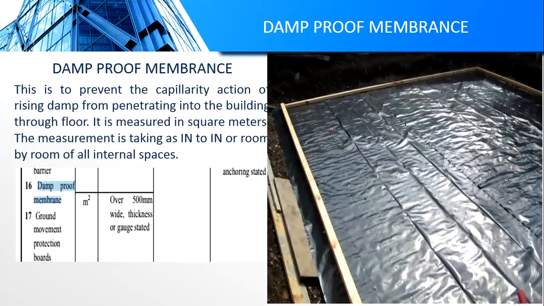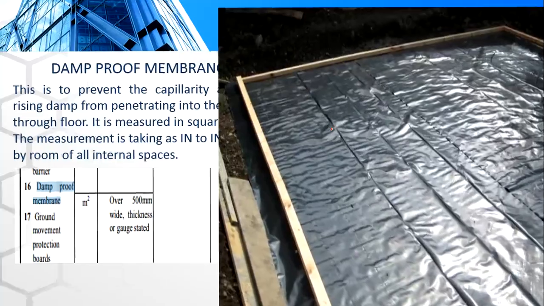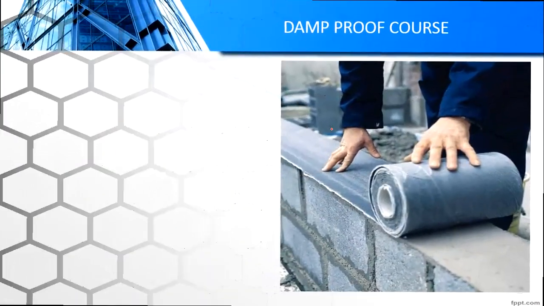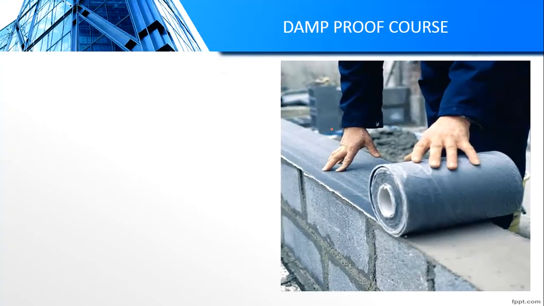So after DPM, we have something we call DPC, damp-proof course. So damp-proof course is laid on the block. If you check the meaning, a course is a horizontal layer of brick or block. So if you are talking about our damp-proof course, that means any material laid on our course, that is our block or brick, to prevent the rising of damp.